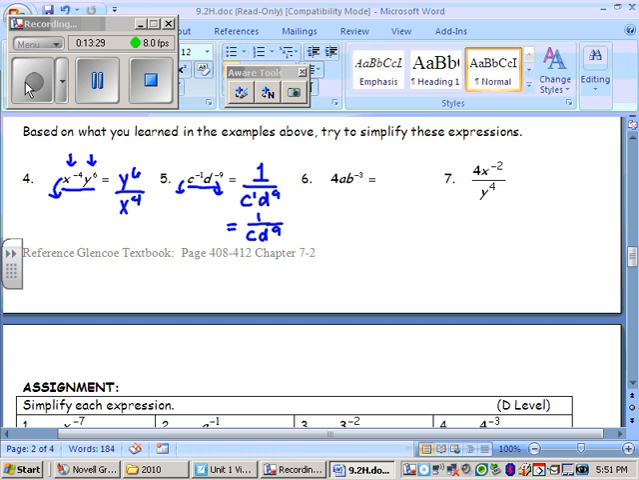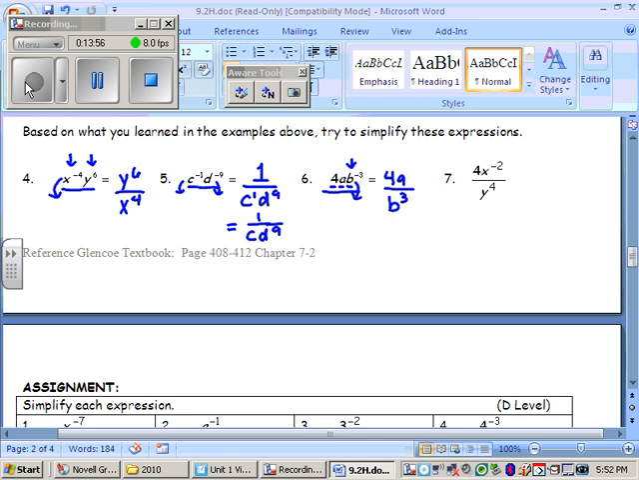In example 6, which of the 3 bases do we need to take the reciprocal of? Only the b, because it's the only one with a negative exponent. So the 4 and the a will remain in the numerator, but the b we will move to the denominator, making its exponent positive.